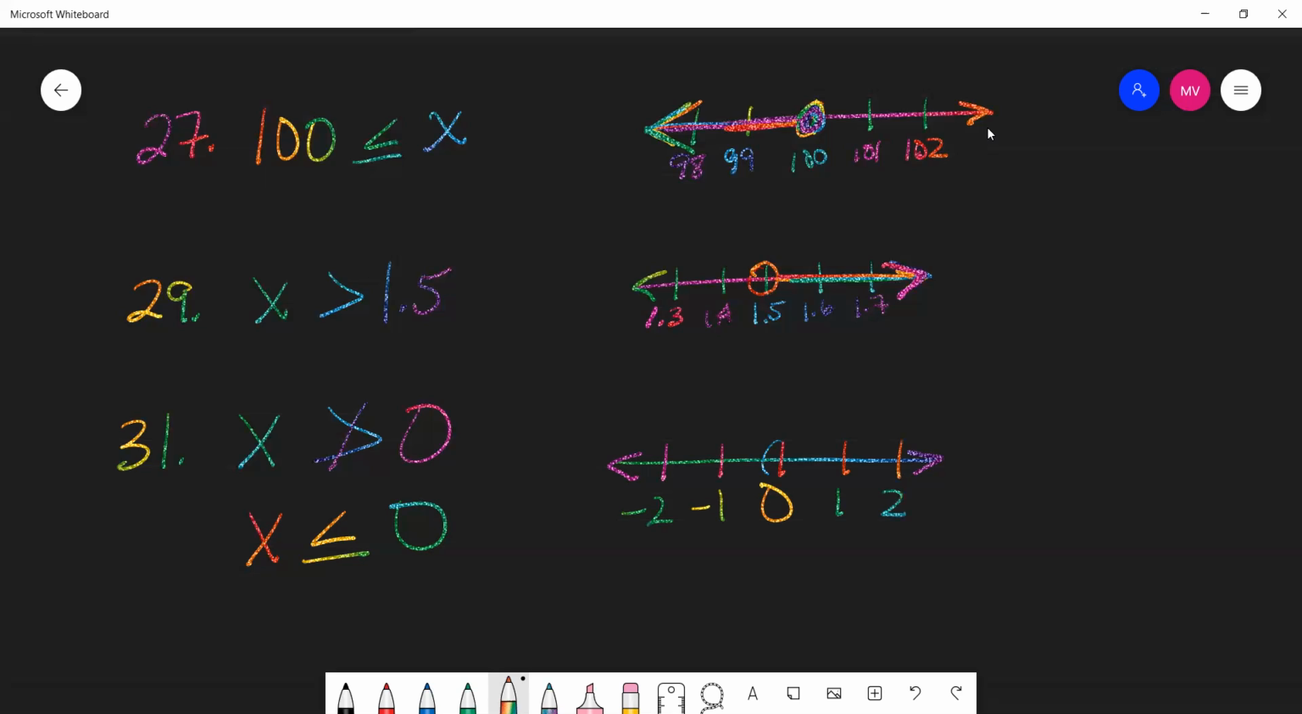All right, so we start at 0. It's a closed circle because 0 is included, and then it's every number less than 0. So we're going to the left.